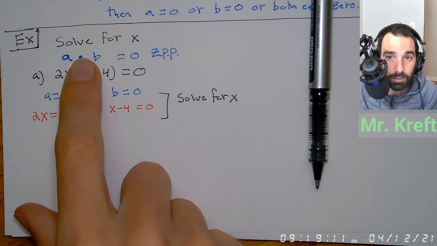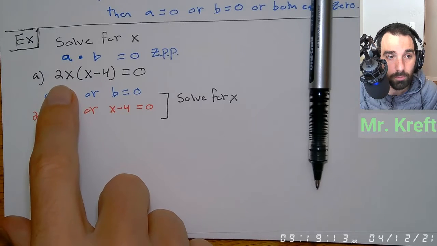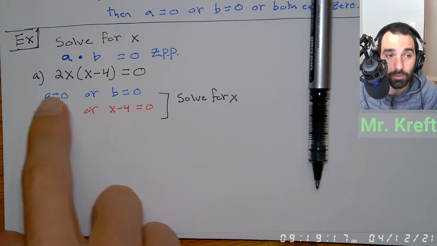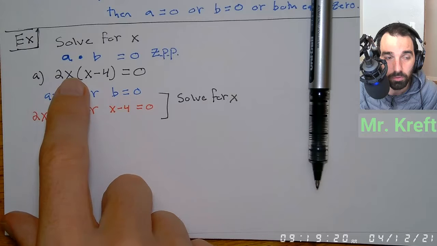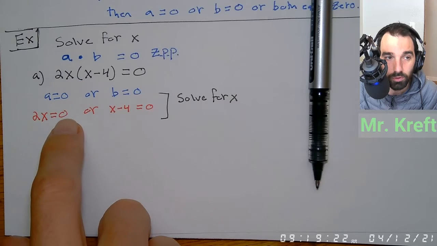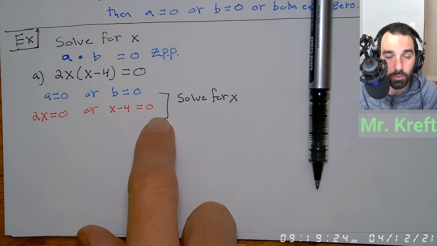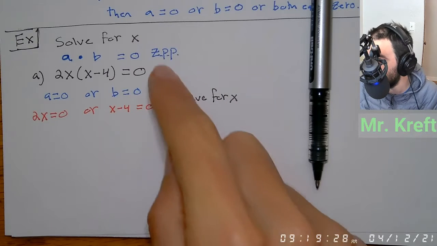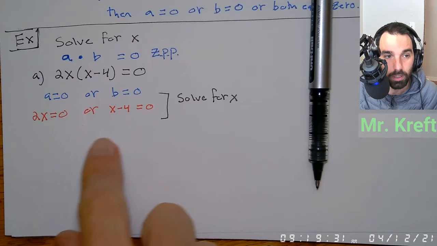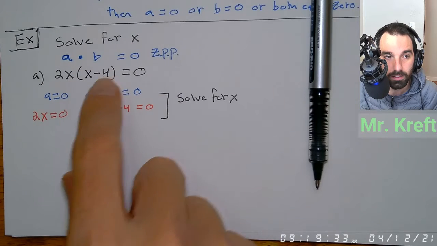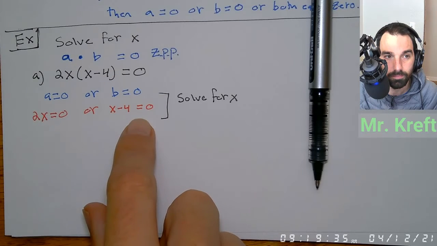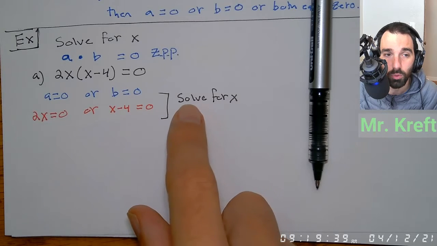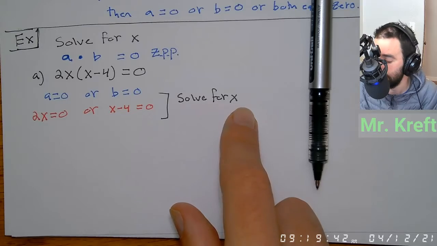The zero product property says that anytime you have two things multiply to get to 0, either of the two terms can be 0. So we have two terms here. So it's going to be 2x equals 0 or x minus 4 equals 0. And that's it. We've used the zero product property. So this whole step right here is the zero product property, getting from the black to the red. Now that we've used it, all we need to do is solve for x.